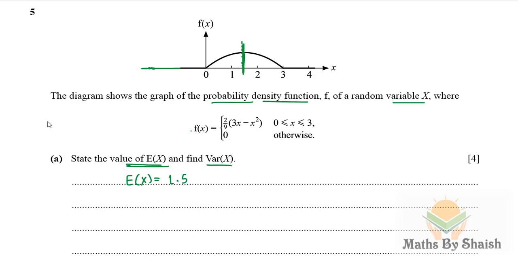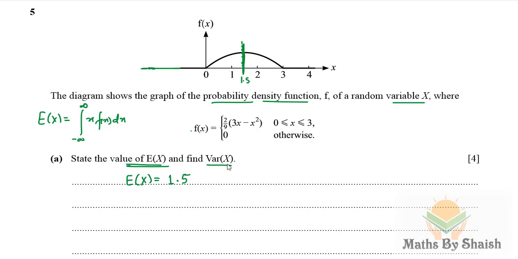Otherwise also we can find this by the formula. Expectation of x is the integral from minus infinity to infinity of x f(x) dx. So from that also we will get the same answer. Otherwise, if it is given just to state it and we can see this is symmetric about a line, then we can directly put that value, and it is 1.5 here.